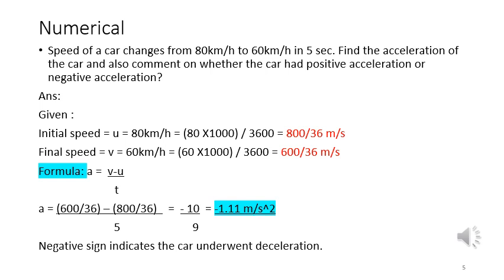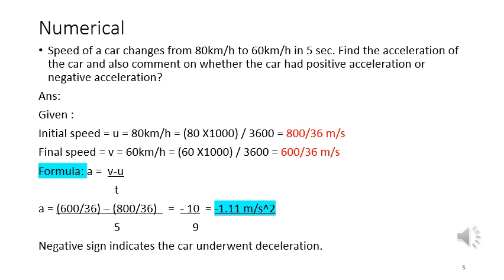Now note the time given is in seconds, so we have to convert the initial as well as final speed into meter per second. Whenever you are solving any numerical, make sure that all the quantities are in the same SI metric system. It could be kilometers per hour with time also in hours, or everything converted to meter per second, as in this case. Now 80 kilometers per hour means 80 into 1000. Why 1000? Because 1 kilometer is equal to 1000 meters.